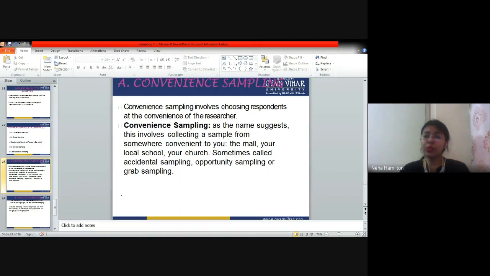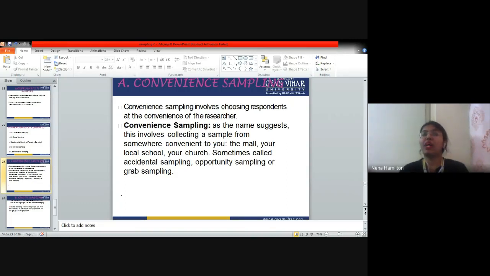So what I'm doing is, I am selecting the sample on the basis of my convenience. As the name suggests, this involves collecting a sample from somewhere convenient to you: the mall, the local school, the church. It is sometimes called accidental sampling, opportunity sampling, or grab sampling, right?